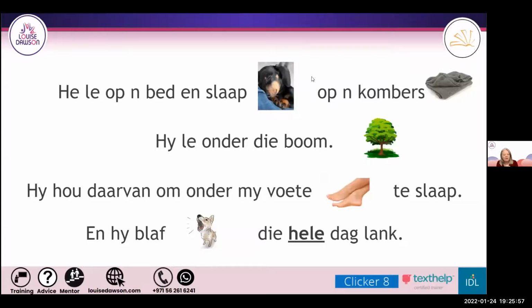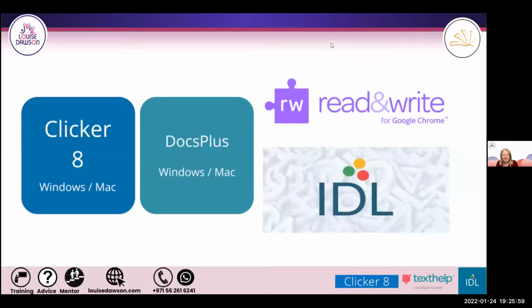So I'm going to share with you now my favorite pieces of software that I have used for many years. And this is Clicker 8 and Docs Plus. They are a primary version and a secondary version of pieces of software which help children to type, to spell, to add grammar and punctuation. And Clicker 8 is also available in Arabic. I can't demonstrate Arabic, but I'm going to show it to you in English.